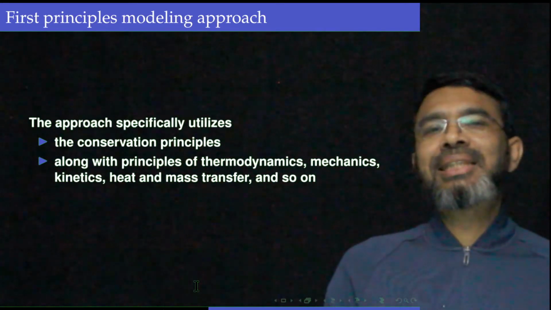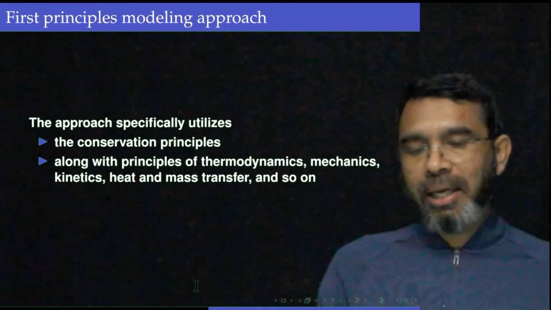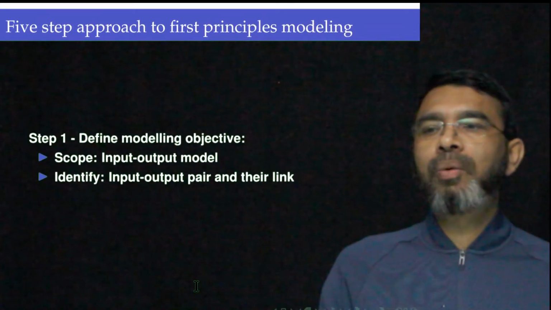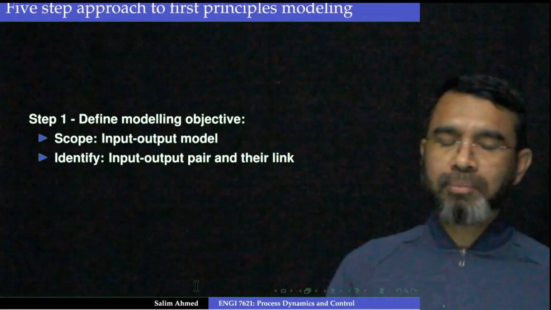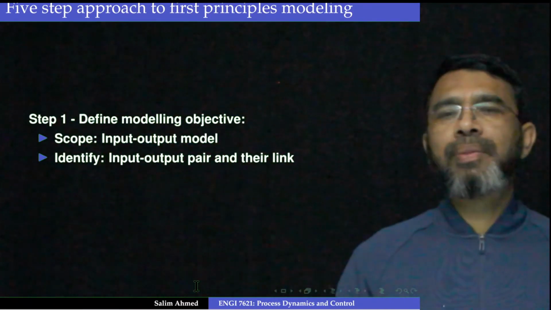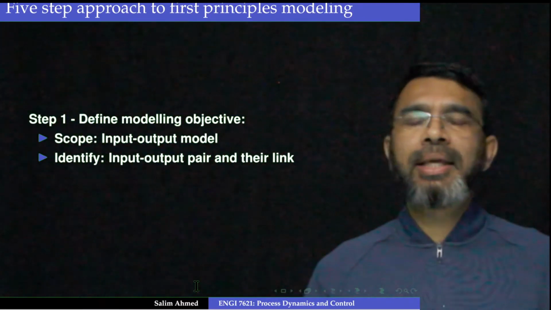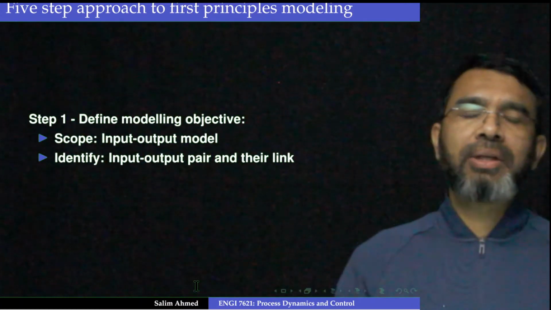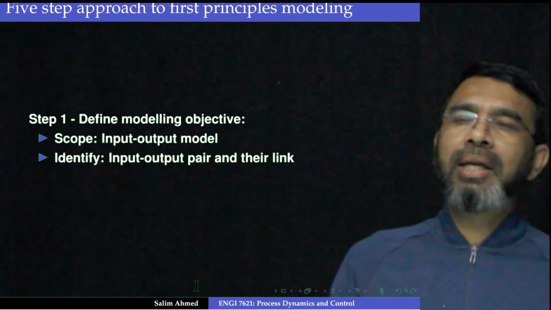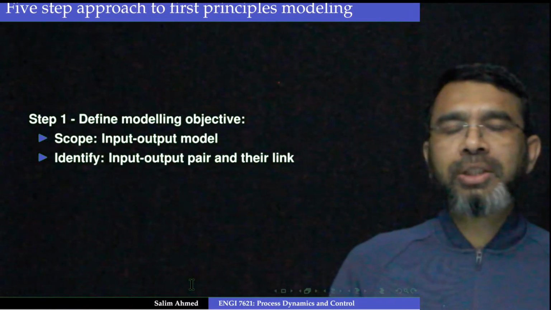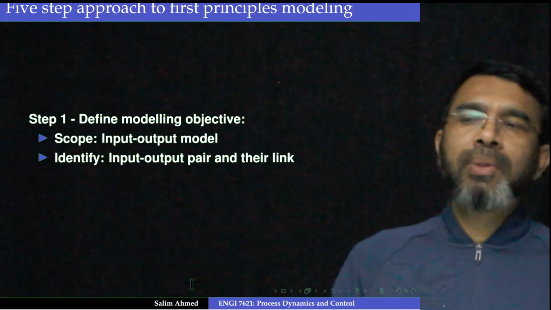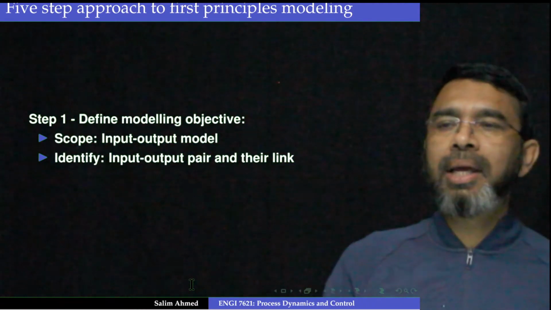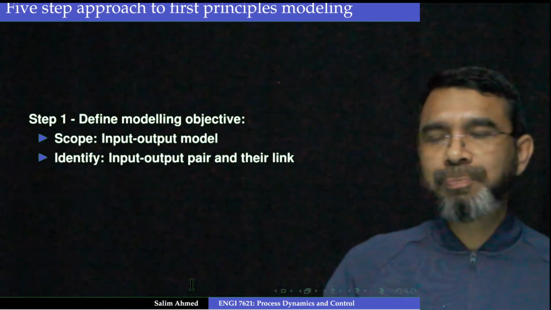But first, let's take a look at a 5-step approach to first principles modeling, how it's done in reality. There is nothing unique about the number 5 here. You can define the steps in any suitable way you find convenient to remember. But we have defined in this case a 5-step modeling, and we'll discuss the steps one by one.